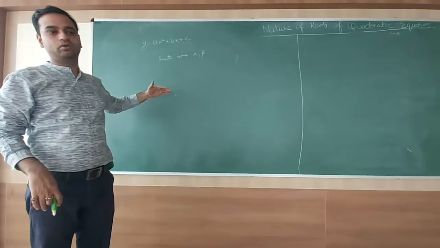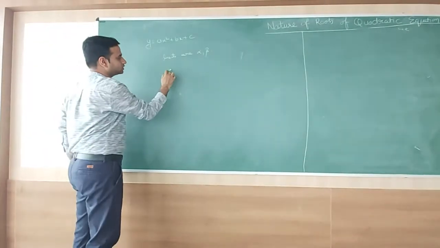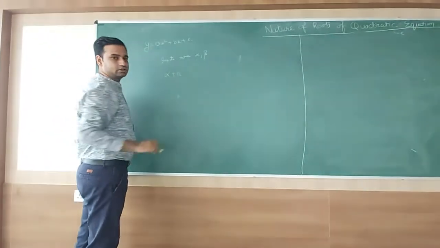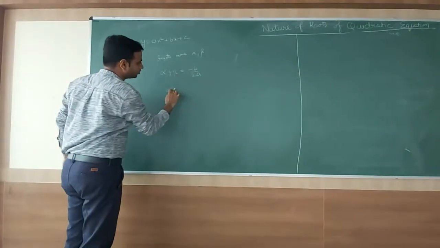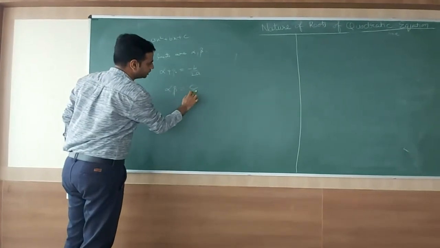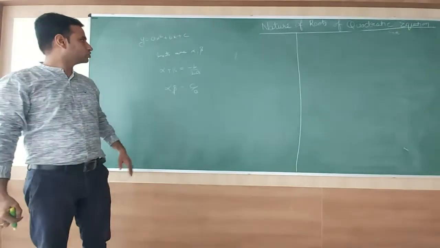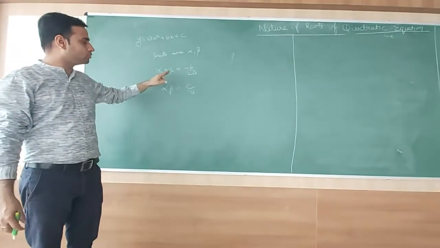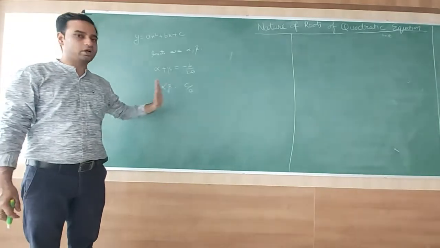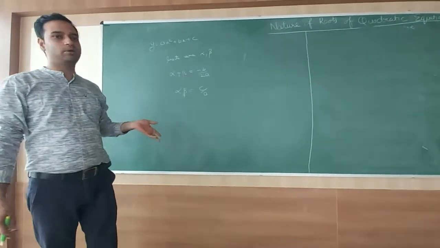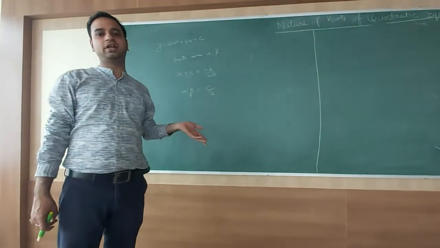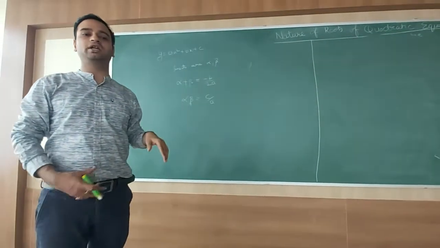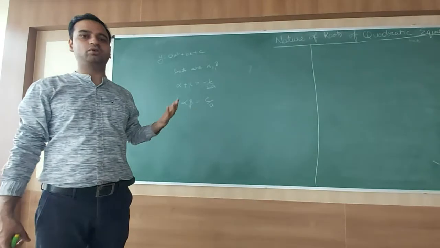Now as we have studied earlier in the classes, alpha plus beta, the sum of roots, is equal to minus b by a, and the product of roots is c by a. So it is the sum of roots and it is the product of roots. Now we are talking about the nature of roots. Nature of roots means one root is positive, one is negative, or maybe both positive, both negative. These types of situations we are talking about.